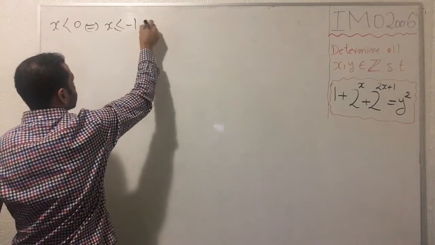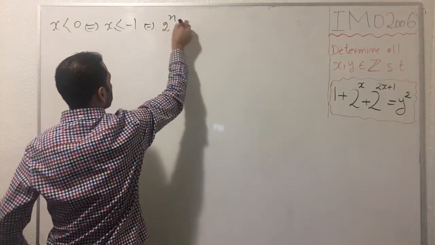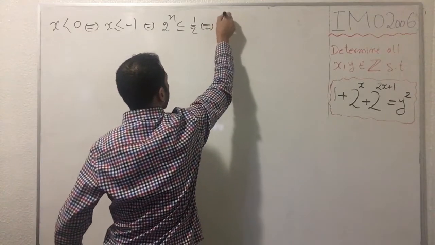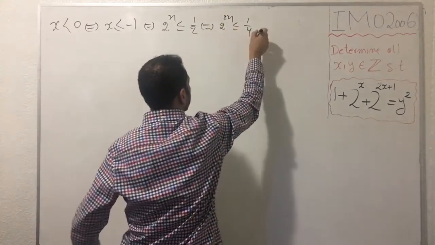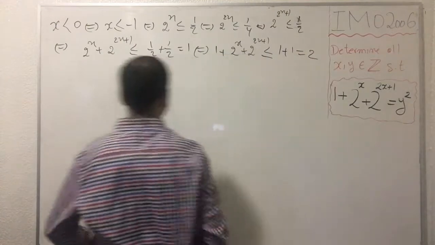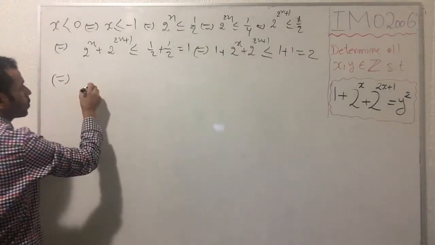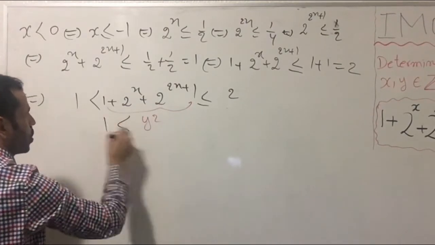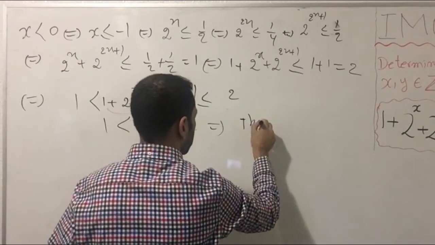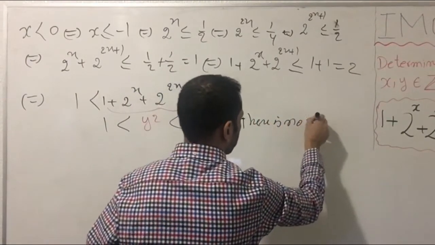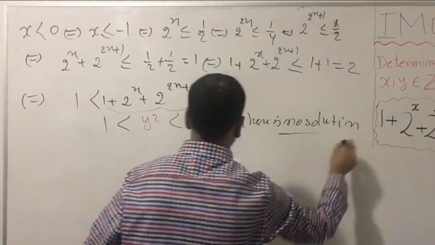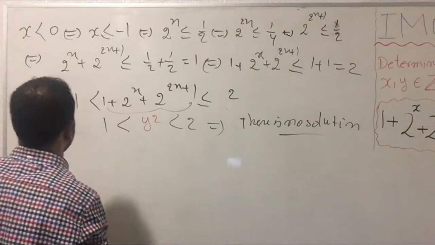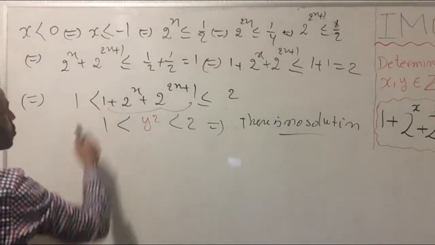Let's start with x less than or equal to minus 1. That means 2 to the x is less than or equal to 1 over 2, and 2 to the x plus 1 is less than or equal to 1. So we have y squared between 1 and 2. There is no solution, because we don't have a perfect square here. So there is no solution when x is less than or equal to minus 1.